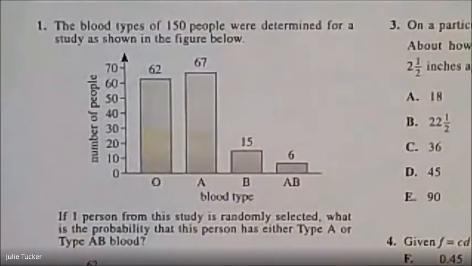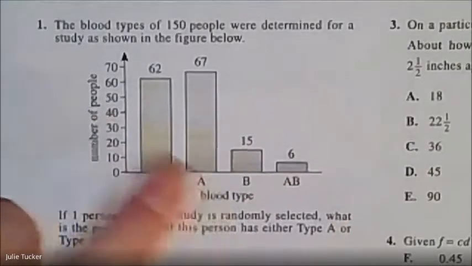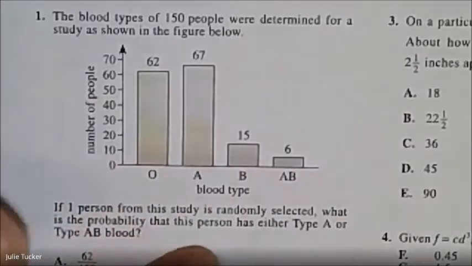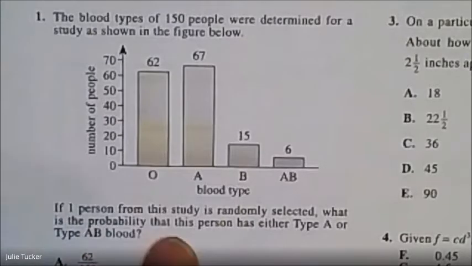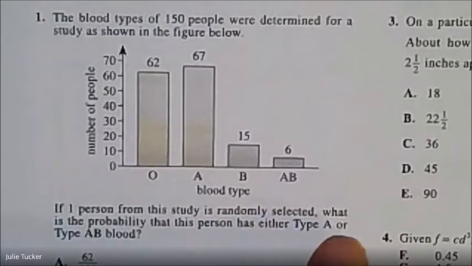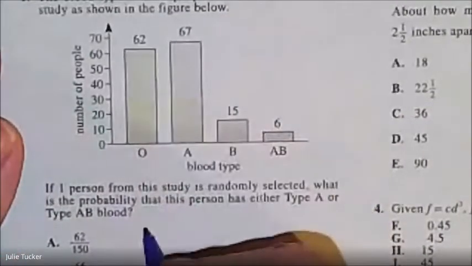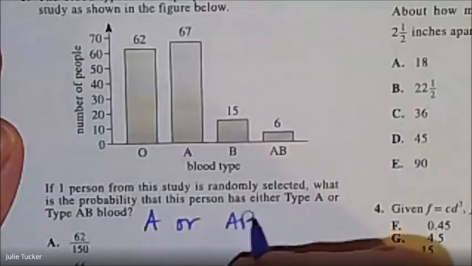The blood types of 150 people were determined for a study as shown in the figure below, okay? And then it says, here's the figure, right? Blood type O, A, B, and AB. If one person from this study is randomly selected, what is the probability that this person has either type A or type AB blood? So A or AB.